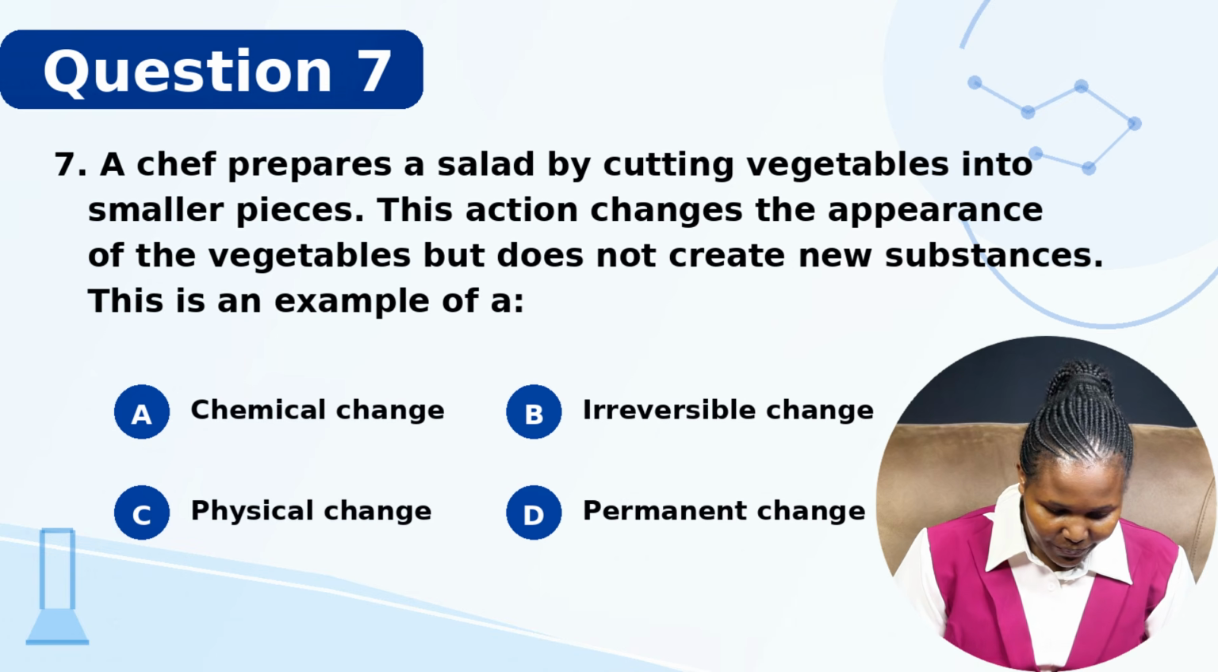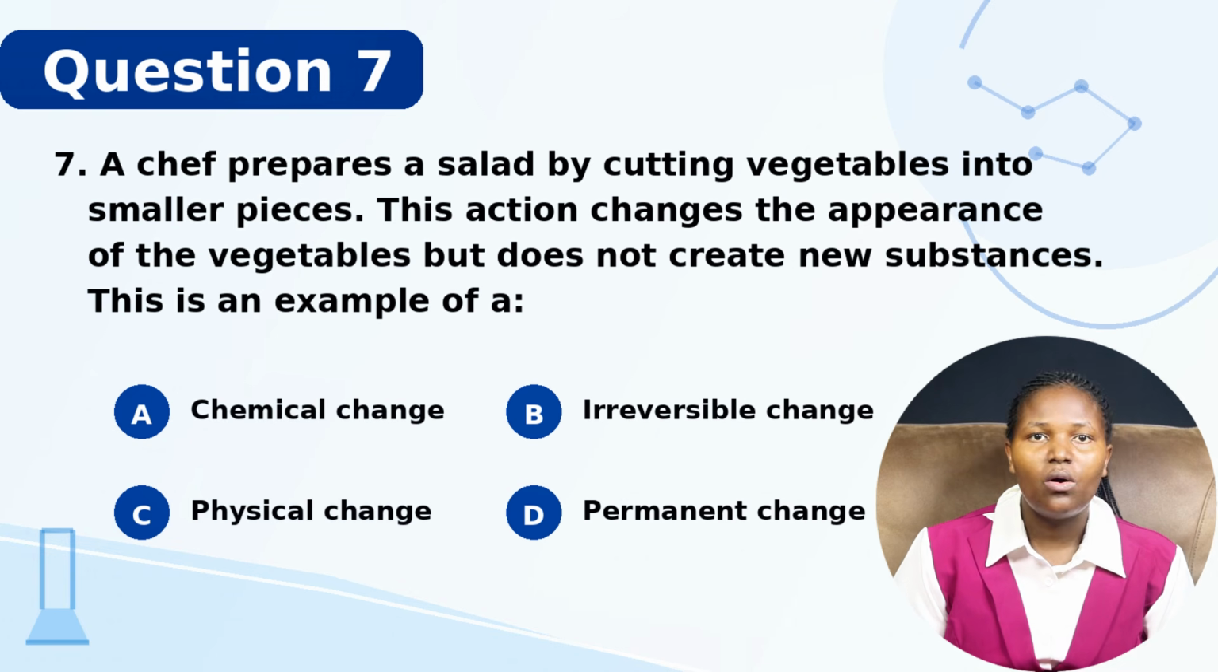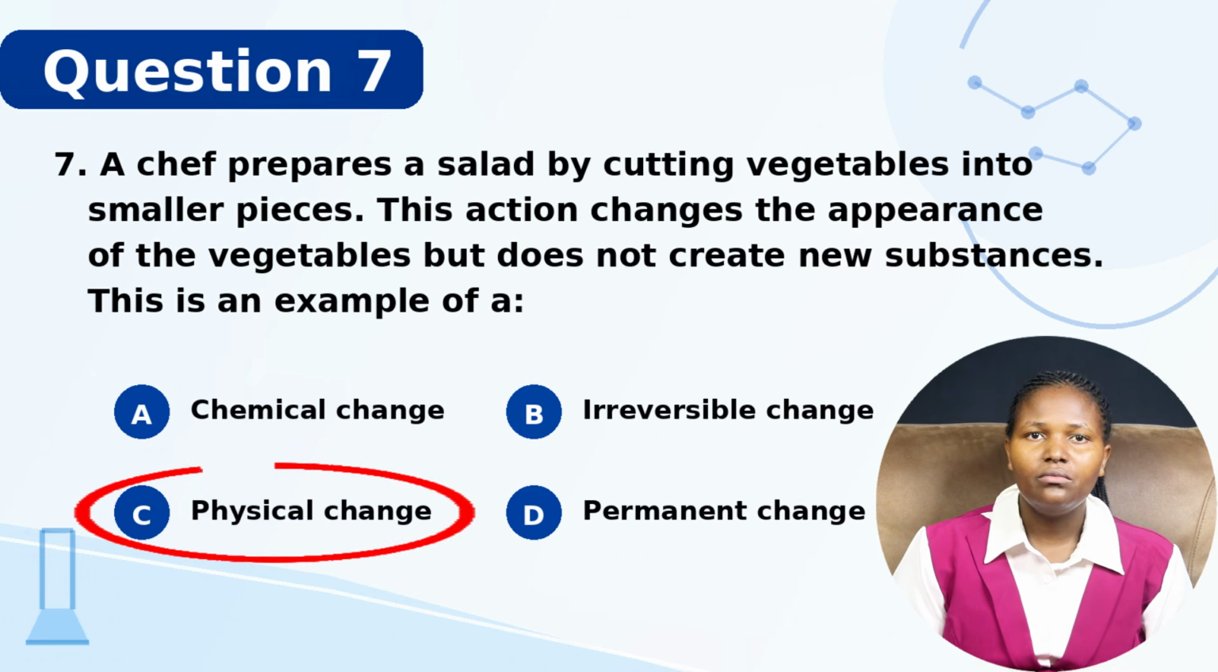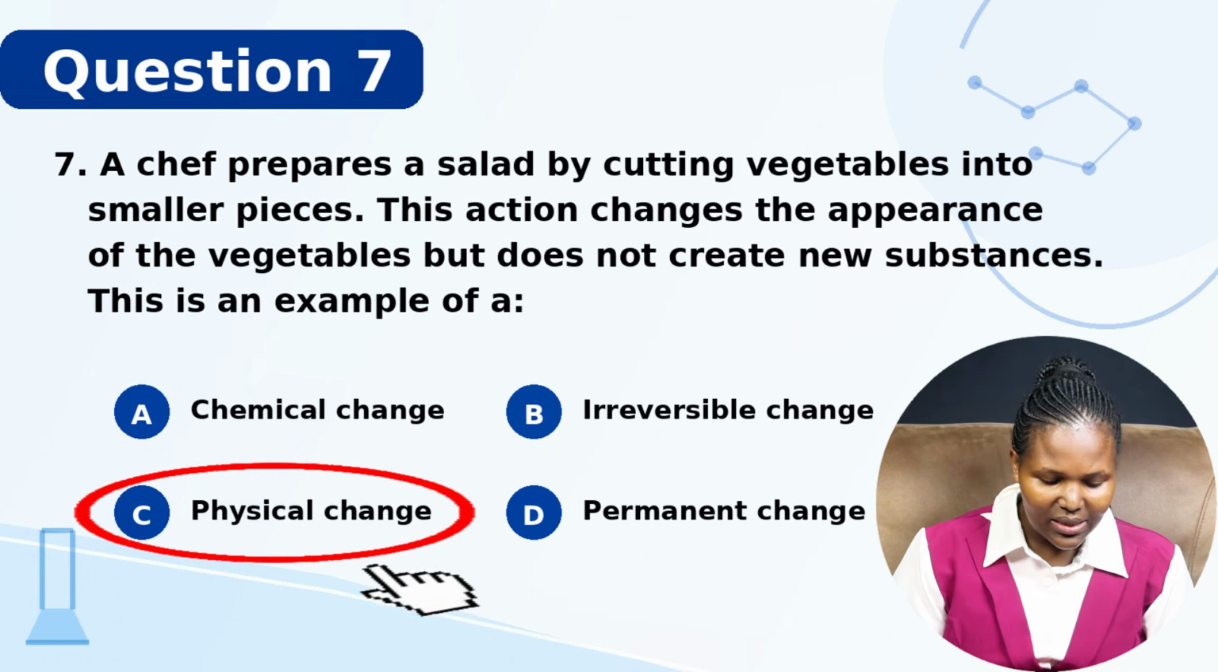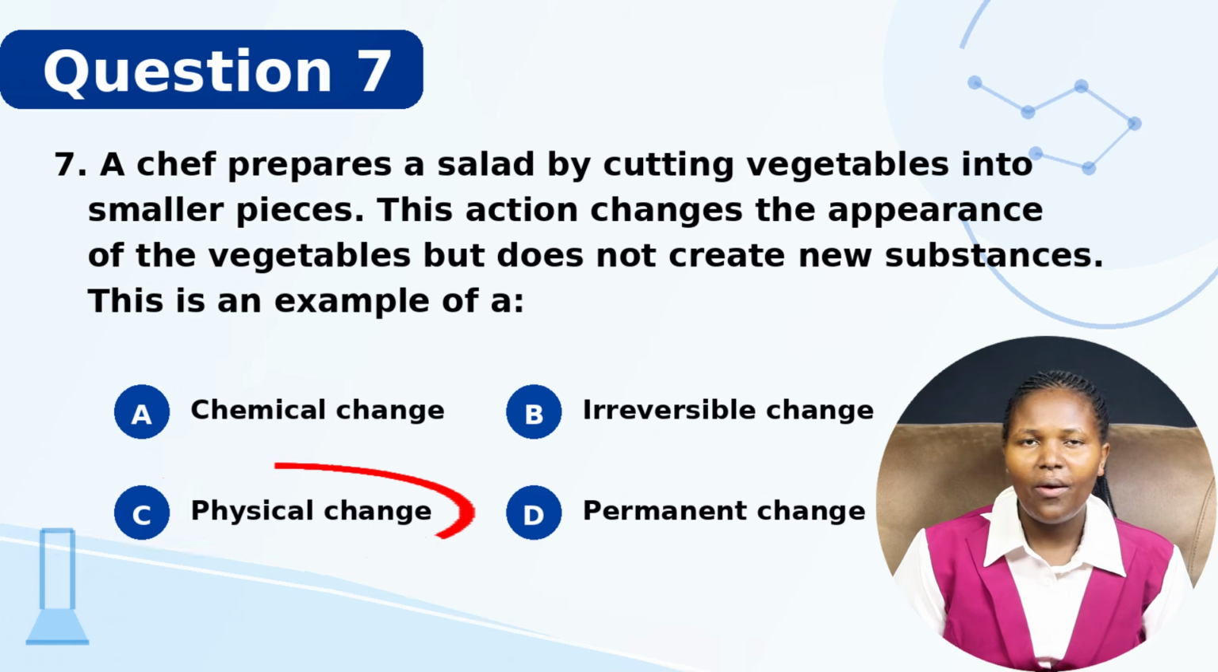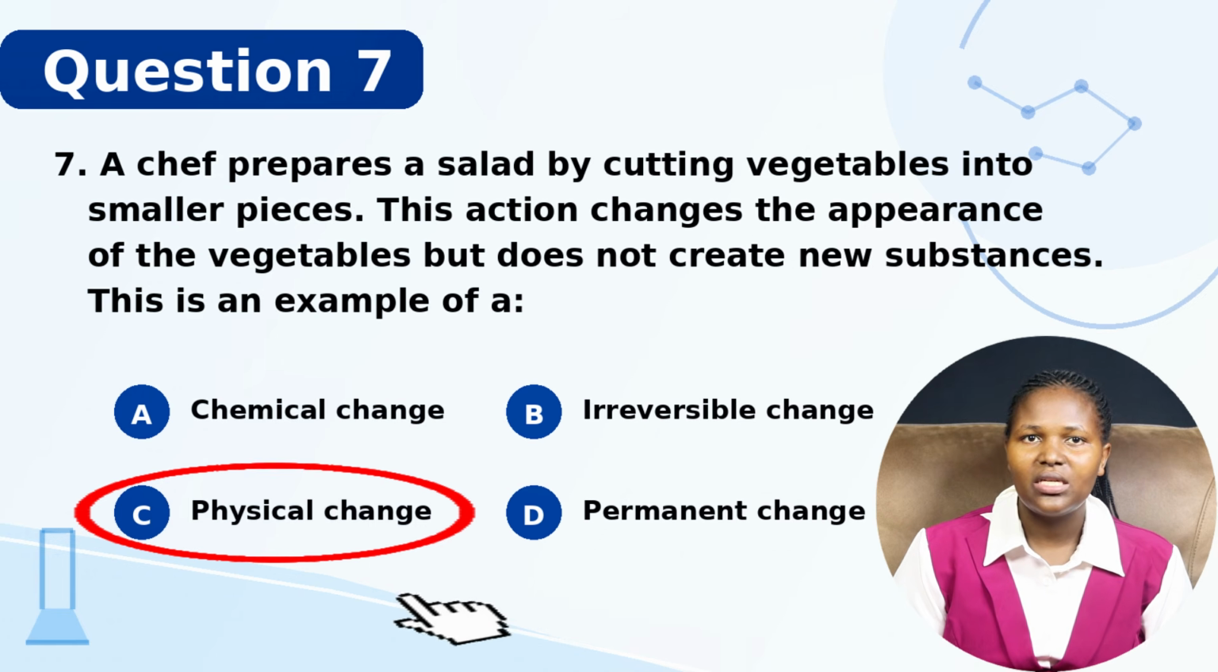Number 7 says, a chef prepares a salad by cutting vegetables into smaller pieces. This action changes the appearance of the vegetables but does not create new substances. This is an example of what? So here, this is a physical change, option C. Why is it called a physical change? It is because cutting changes only size and appearance, but no new substances are produced. That is why it is called a physical change.